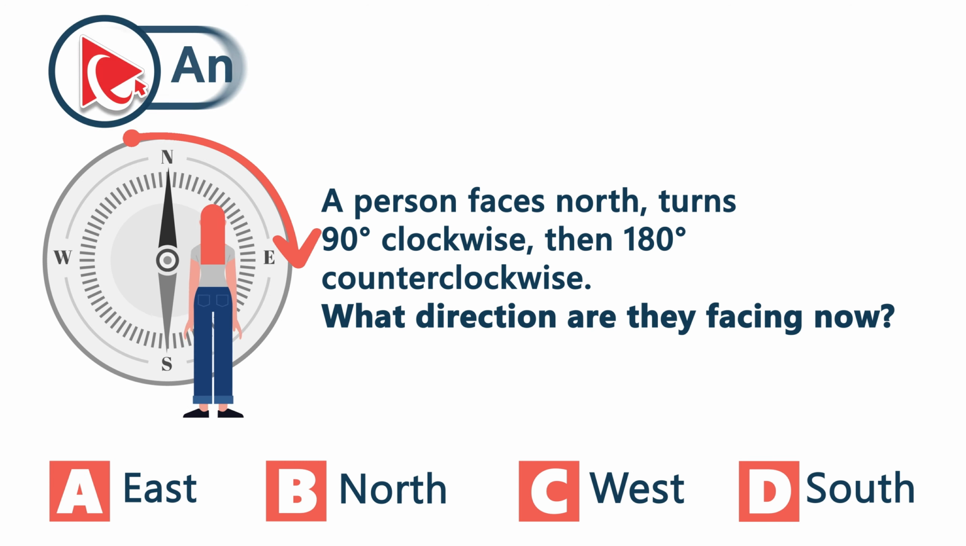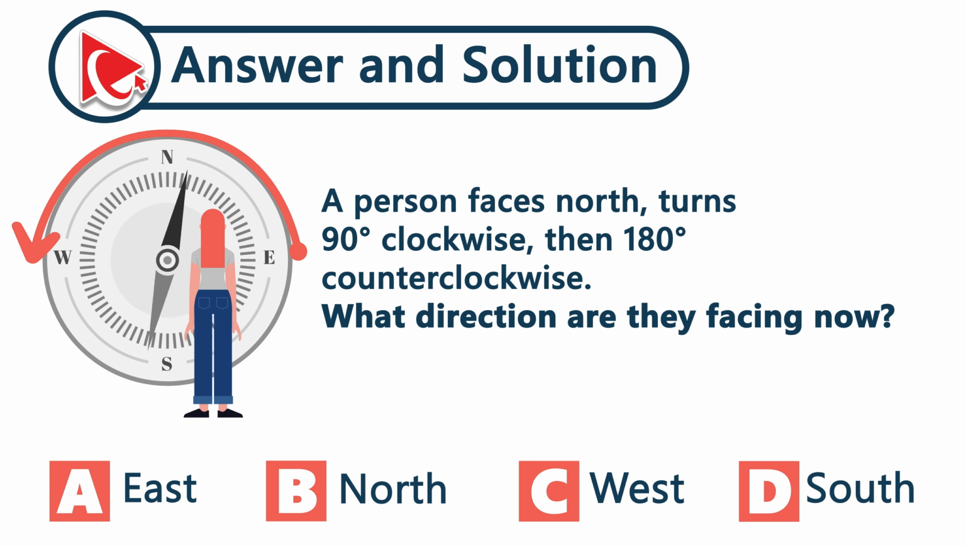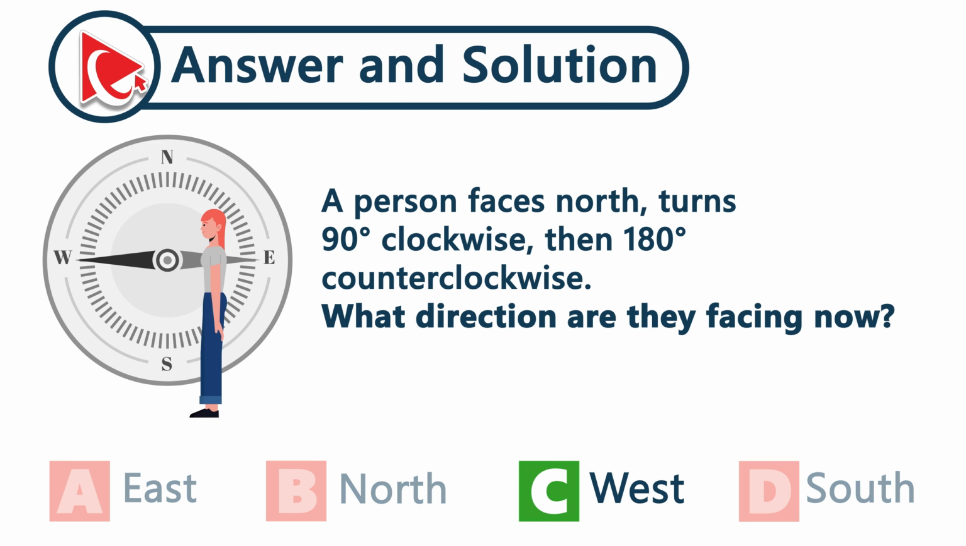A 90-degree clockwise turn takes the person to east, then 180-degree counterclockwise turn from east, 90 degrees to north, 180 degrees to west, and the correct answer here is choice C, west.